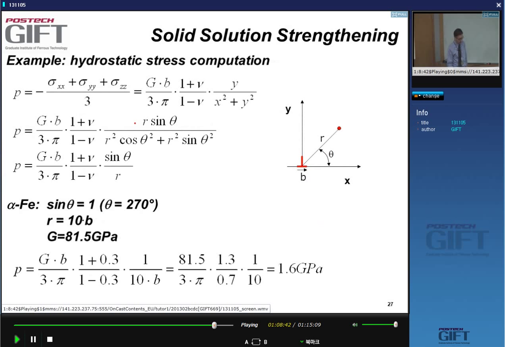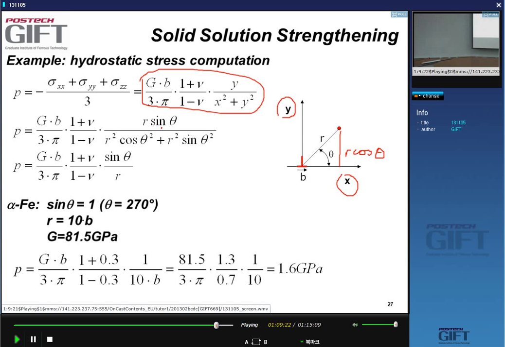All right, so why don't we put some numbers in? This is the formula that was on the previous page. For reasons that will be clear in a moment, I'm going to simplify this formula by using, instead of x and y, x equal to r cosine theta and y equal to r sine theta. This transformation simplifies the formula, so y divided by x squared plus y squared now becomes sine theta over r.